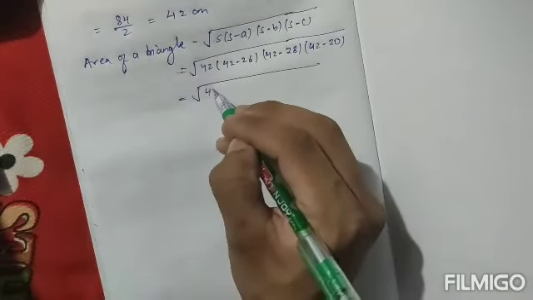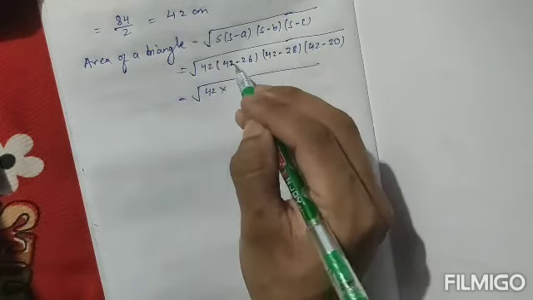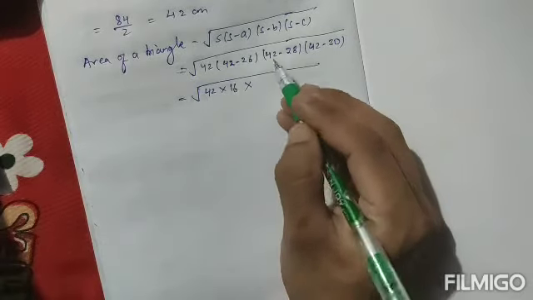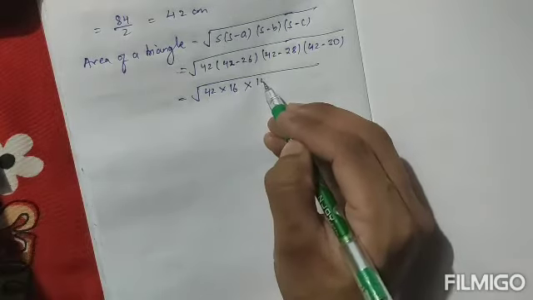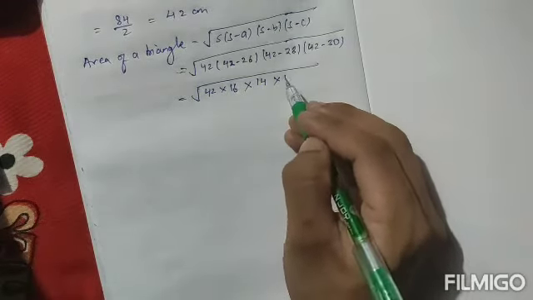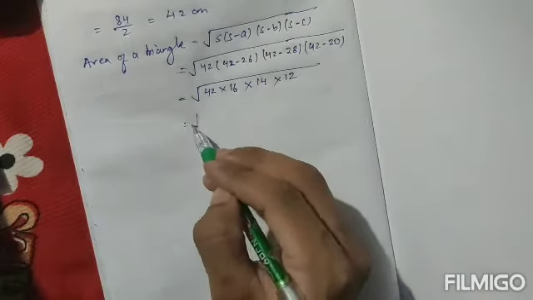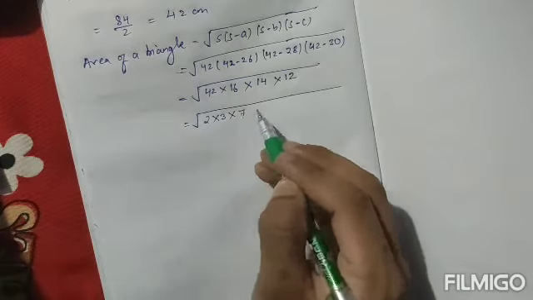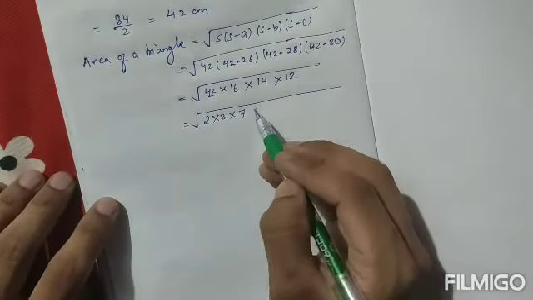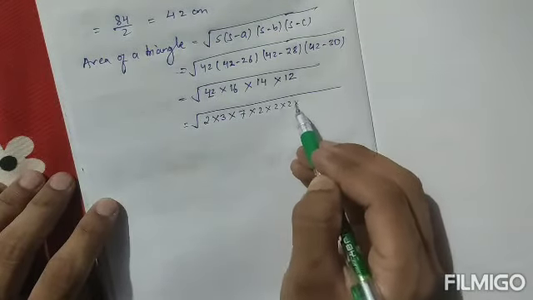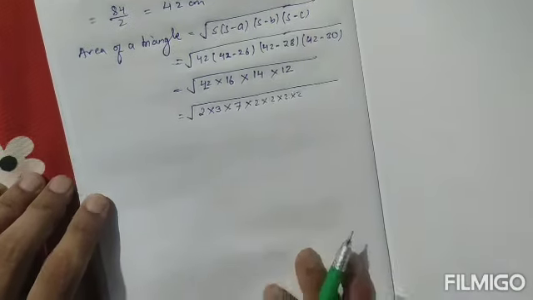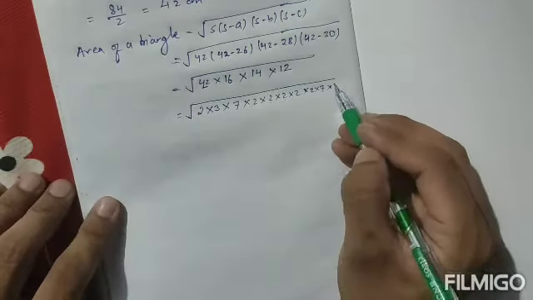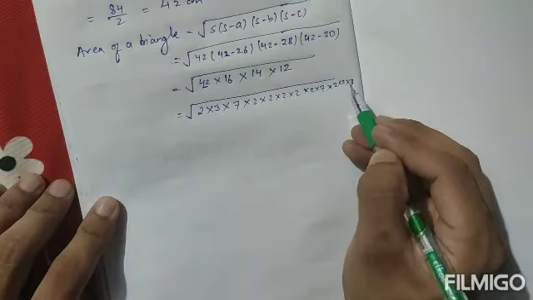So this is 42 into, 42 minus 26 is how much? It is 16, into 42 minus 28 is 14, isn't it? So 42 minus 30 is 12. Next I will prime factorize all of these. So 42 is 2 into 3 into 7. Now 16 is 2 into 2 into 2 into 2, isn't it? 2 to the 4, 4 to the 8, 8 to the 16. Next, 14 is how much? 2 into 7. And lastly, 12 is 2 into 2 into 3.